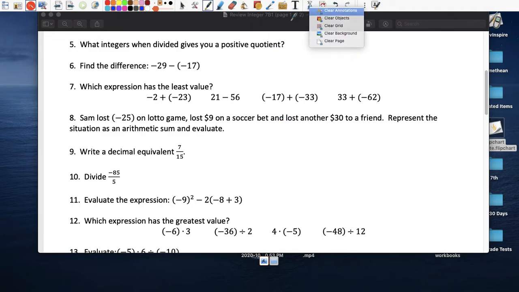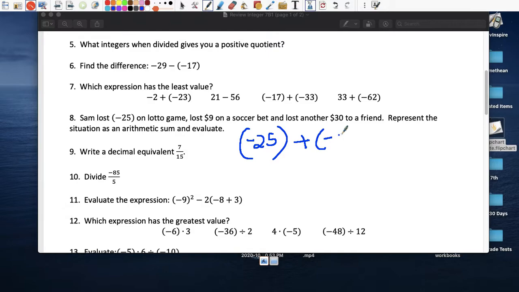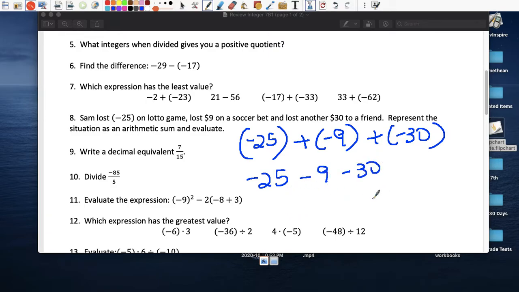Okay. Sam lost $25 in the lotto game. Okay, so let me write that down. Represent the situation as an arithmetic sum and evaluate. Okay, so number sentence, right? So let's start with his current situation. He's down negative 25. Then he lost another $9. So we can write this plus another loss. And then plus he lost another 30. If you wanted to write this like this, you could have also written it that way.